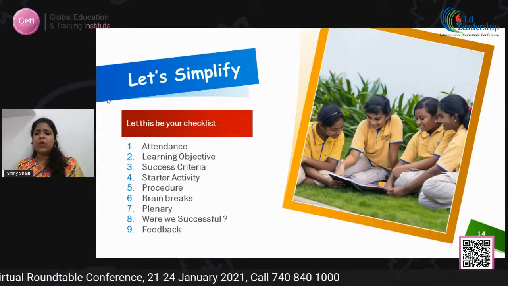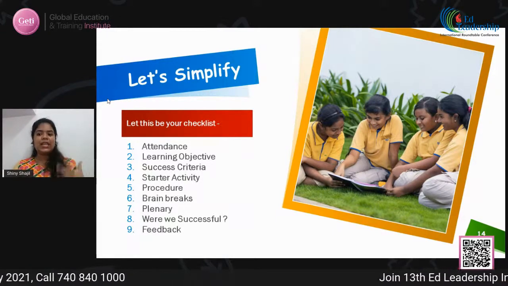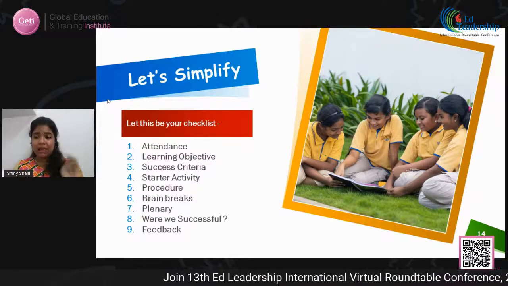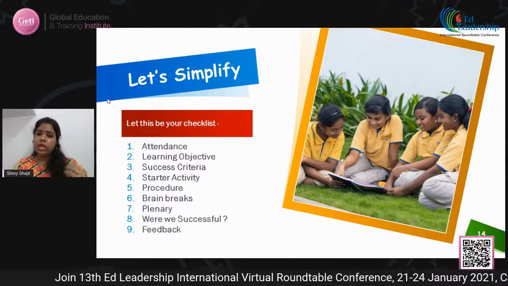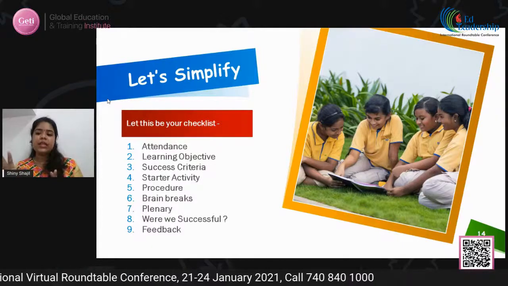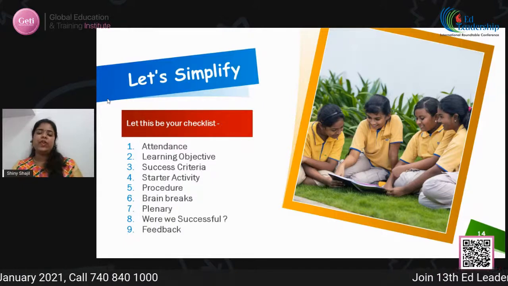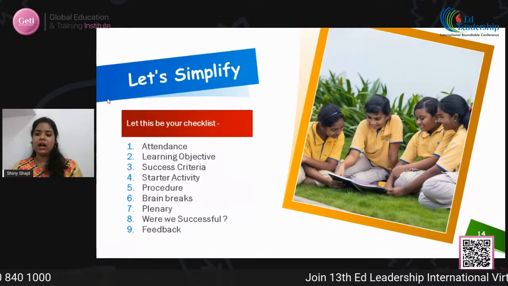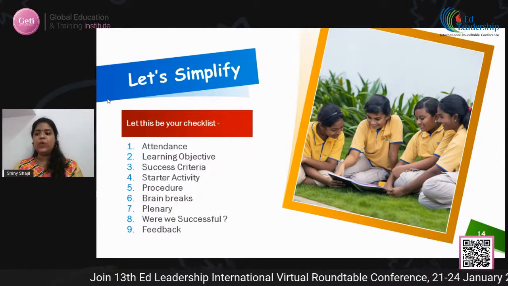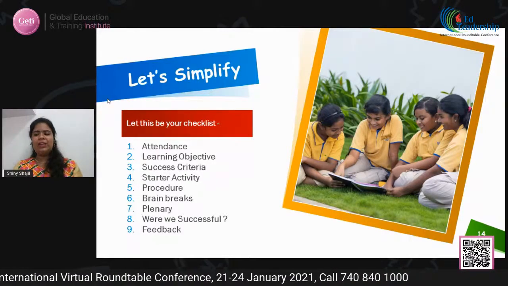But now I want to make it more simple for you. So let's try to simplify a lesson. According to me, an ideal lesson must contain these 9 elements, okay? And it is up to you, however, how you are going to frame these elements. It's at your discretion. But these are the 9 elements that must be there in every session that you're taking. Okay, so that is attendance, learning objective. You have to have a success criteria, a starter activity, procedure, brain breaks, plenary, were we successful, and feedback.